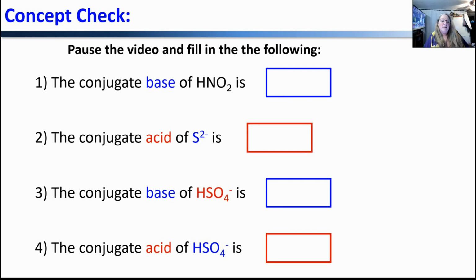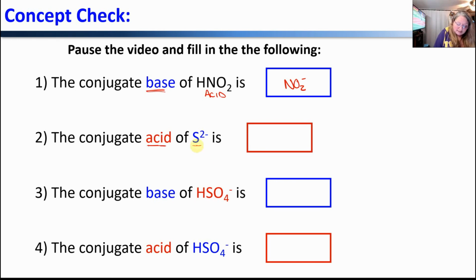So let's practice our acid-base conjugates. Take a look at these and answer on a piece of paper, and then come back when you are done. And let's see what you come up with. All right, so I want the conjugate base of this. That means this is acting as an acid on my reactant side. If I'm acting as an acid on my reactant side, I'm giving up a proton, so I'm going to become NO2 minus.